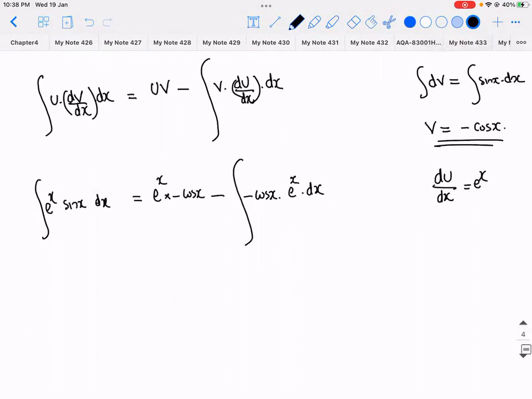Am I correct? So it becomes what? Minus e raised to x cos x, minus into minus becomes plus integral of cos x e raised to x dx.